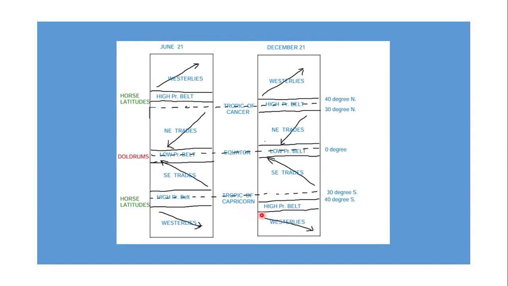Thus, summers are dry and winters are wet and mild. We can say it is due to the shifting of the pressure belts that it does not rain during the summer season in Mediterranean climate.